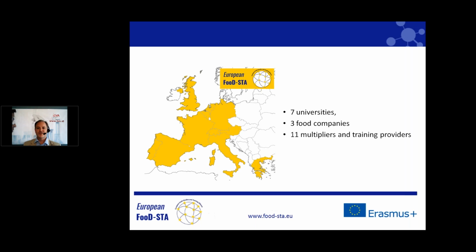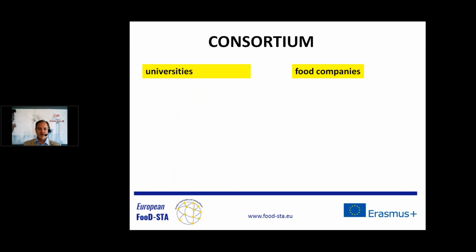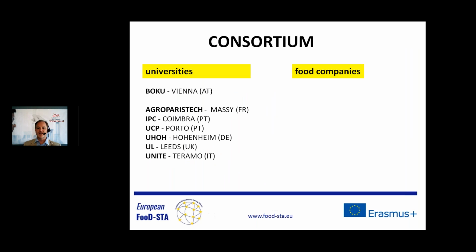So who is there? We have loads of Europe in this project. We have 7 universities, 3 food companies, and 11 multipliers carrying out this mediating, bridging function, and also these training programs you are now also taking part in. We have the University of Applied Agricultural Sciences in Vienna as coordinator. We have another 6 universities throughout Europe taking part from the scientific side.